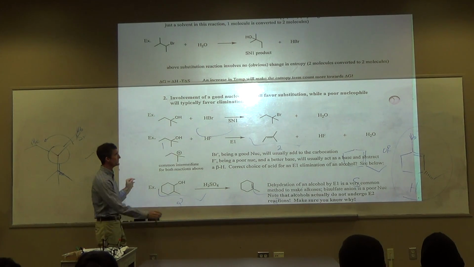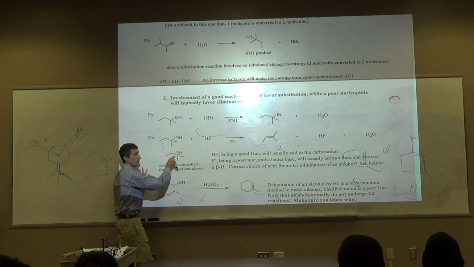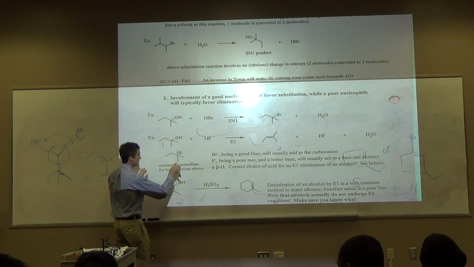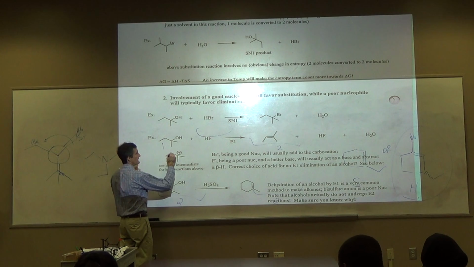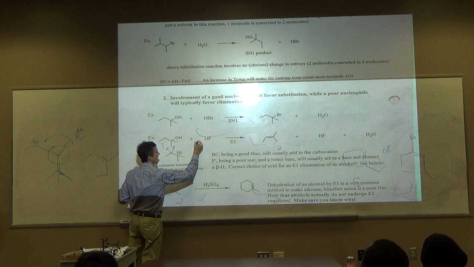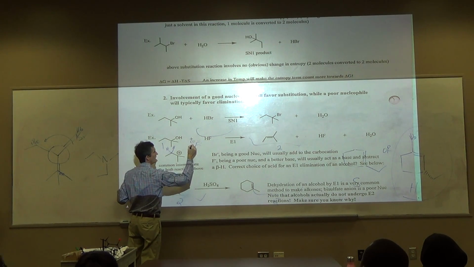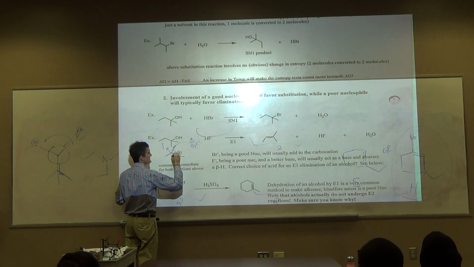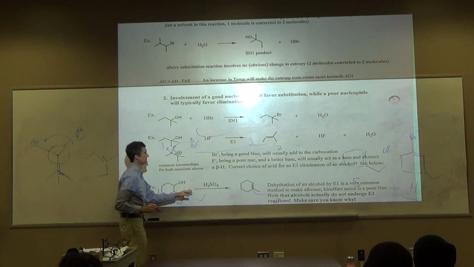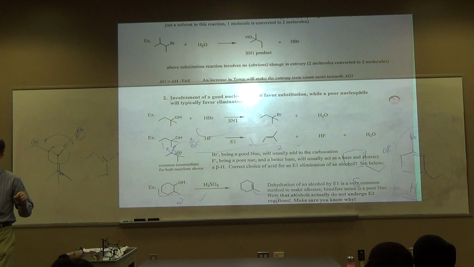But here is the difference. Br minus will add to the carbocation in a nucleophilic manner. F won't do it. Instead, what will F do? F instead takes a beta hydrogen and puts in the pi bond in the fast step, right? That's the second step of an E1, because F just doesn't like to add to carbons as much.